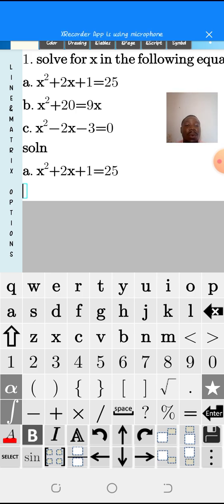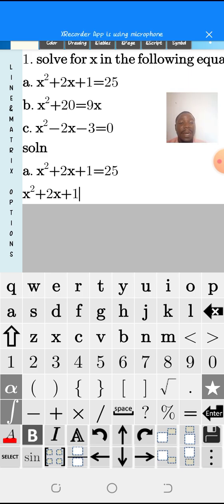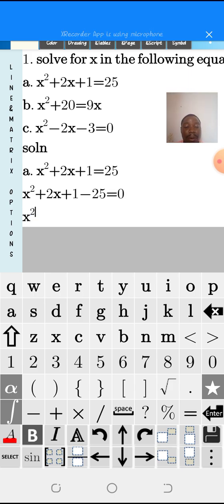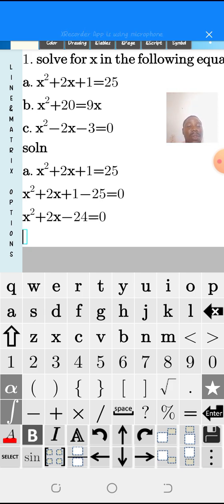When you have questions like this, what we do is rewrite it in the standard form, ax squared plus bx plus c equals 0. So this is x squared plus 2x plus 1. You move 25 over to the left, and it becomes minus 25, equals 0. Then you have x squared plus 2x, and 1 minus 25 gives us minus 24, equals 0.